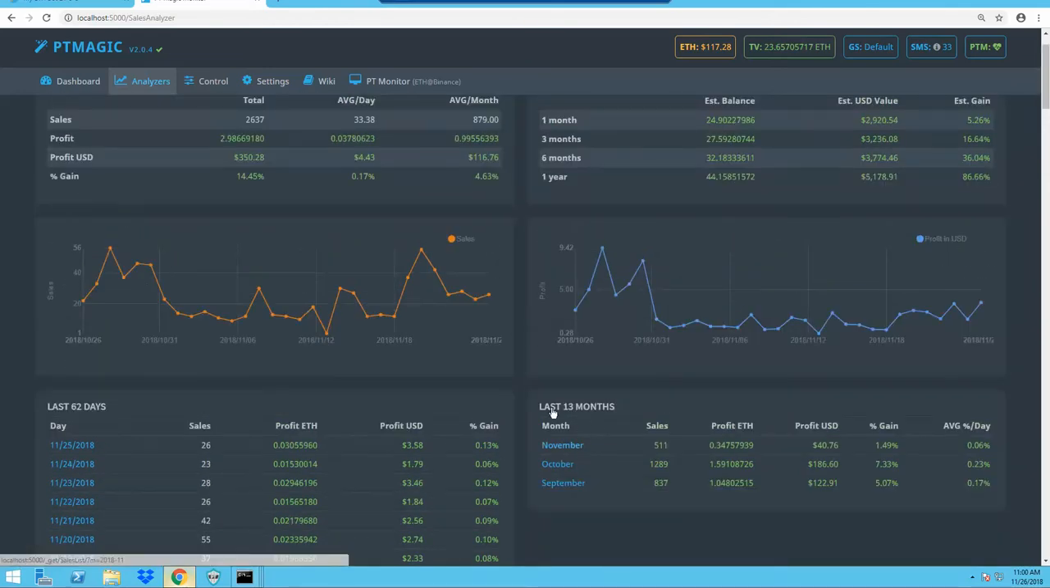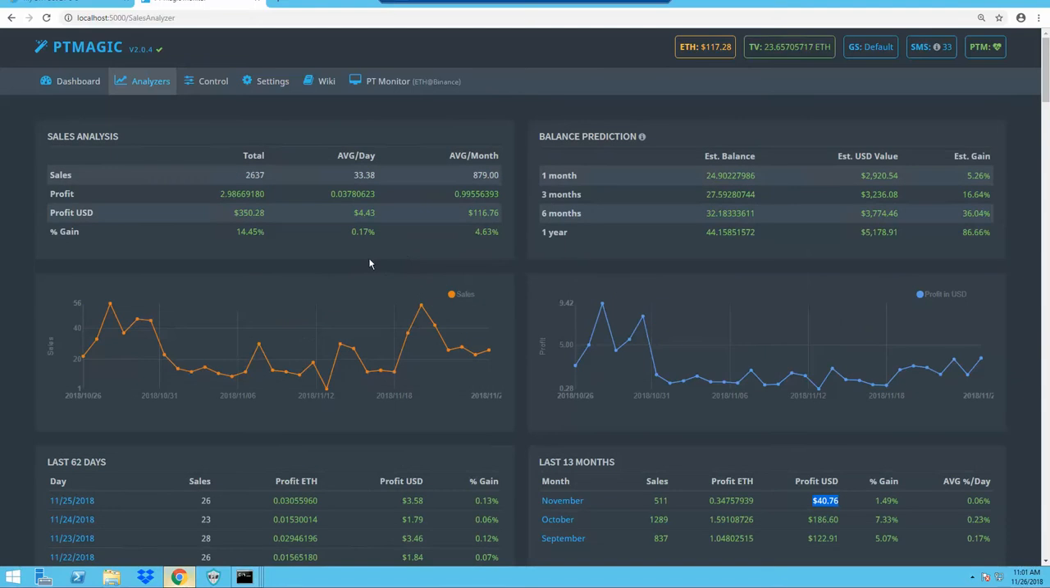And over here on the right, September, I had 837 sales for $122.91, 5.07%. October, 1,289 sales for $186.60 with a gain of 7.33%. November, today being the 25th, but in Singapore it's actually the 26th. Probably the slowest month out of the three so far, with only $40.76 in profit and a 1.49% gain.